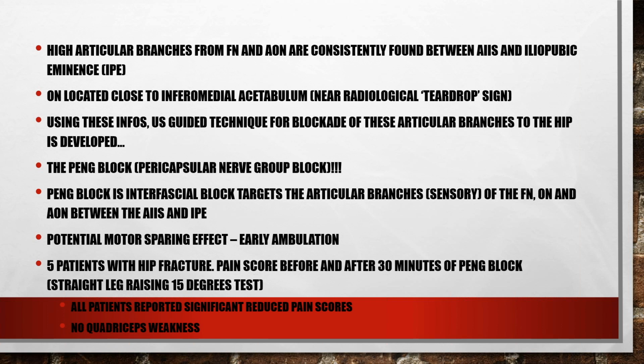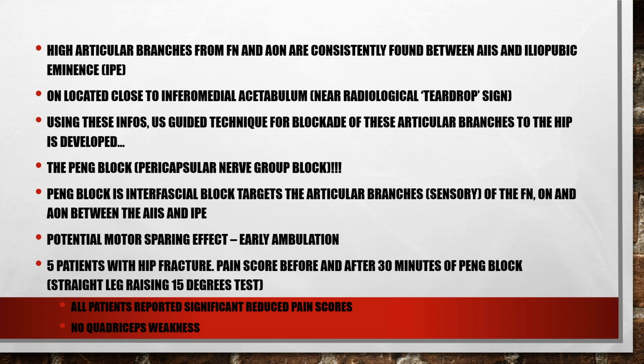Okay, so actually the PENG block is an interfascial block that targets the articular branches of the femoral nerve, obturator nerve, and also the accessory obturator nerve between the AIIS and iliopubic eminence. With this technique, the potential motor-sparing effect is very good. It means we don't have a motor block, so the patient can get early ambulation, and the surgeon also likes it.